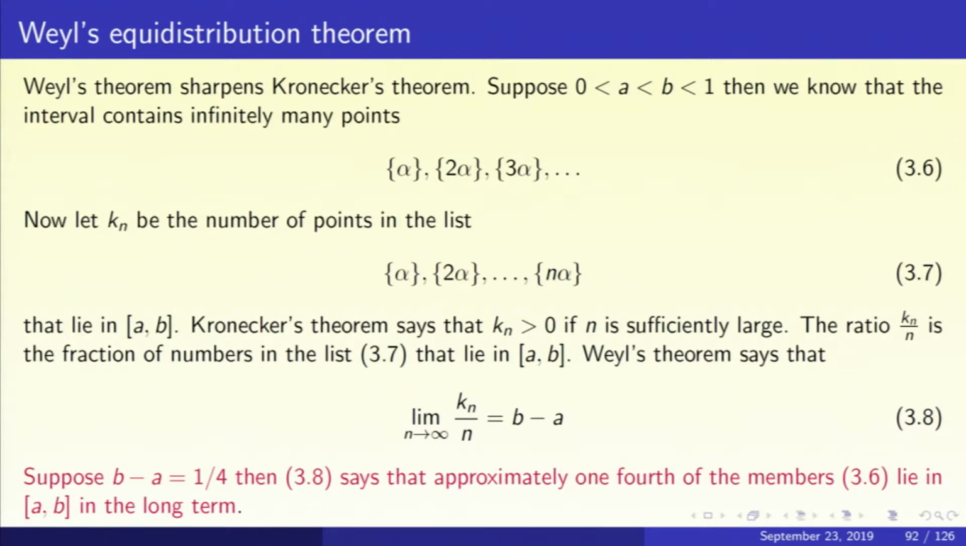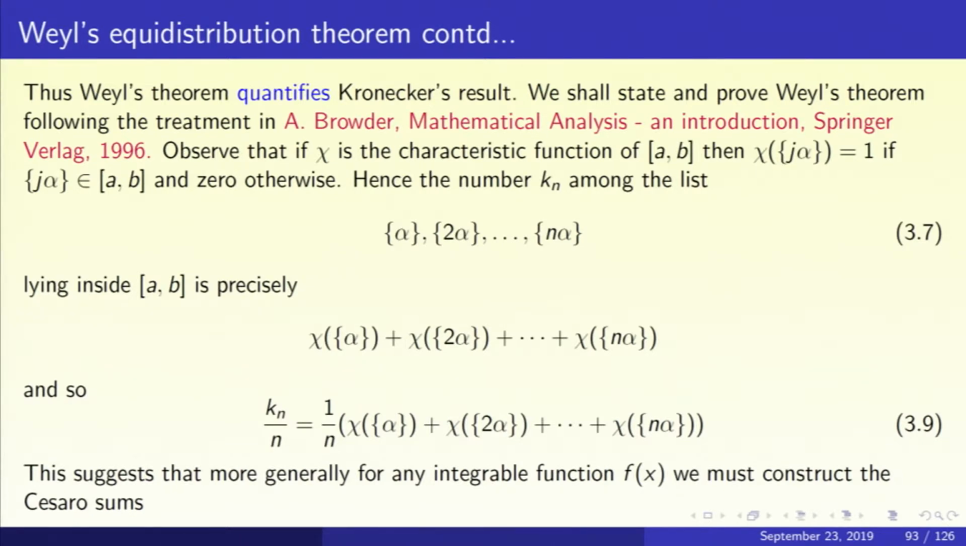Just to give an illustration, let us take an interval in (0, 1) of length 1/4, namely b minus a is 1/4. Then what does equation 3.8 say? 3.8 says that approximately 1/4 of the numbers in 3.6 land up in my interval (a, b). In other words, the fraction of the numbers listed in 3.6 that land up in the given interval is exactly the length of the interval. So in this sense, Weyl's theorem quantifies Kronecker's theorem. It sharpens Kronecker's theorem.